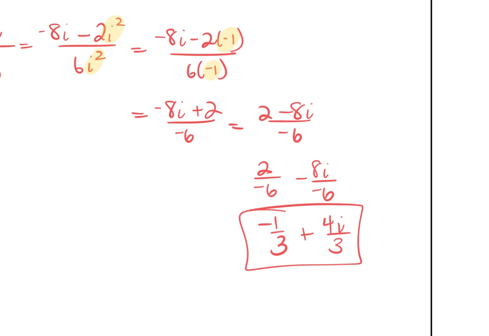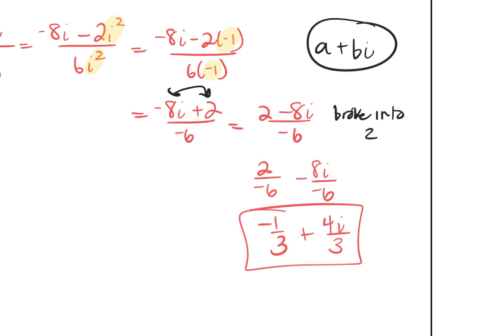From here, what I did was I just switched the order because remember, we want real, then imaginary. I broke it up into 2 fractions, and then I simplified from there. So my final answer is negative 1/3 plus 4i over 3. Okay. This became a positive here because we had this negative and a negative right there. That's how I got that to be plus.